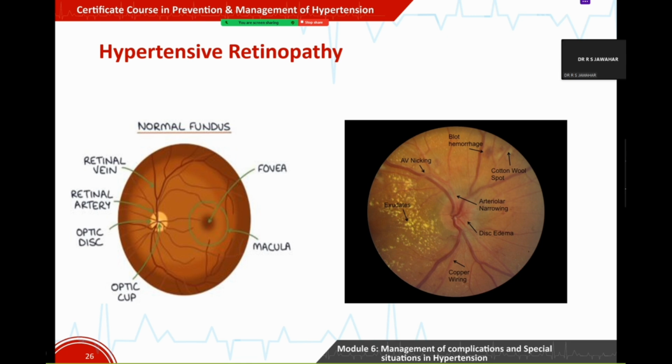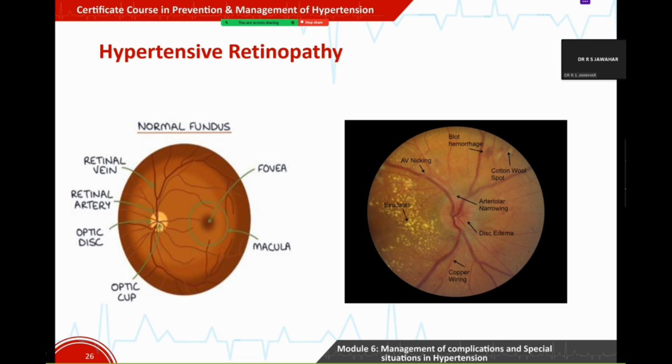So on the right side, you have the abnormalities. See the normal retinal artery on the left side and see the retinal artery here. See the arterial narrowing here, and then the AV nicking is also seen there. And a lot of exudates are there. It's almost like the moderate group, stage 3. And cotton wool spots are there, and the blot hemorrhages at 1 o'clock position.